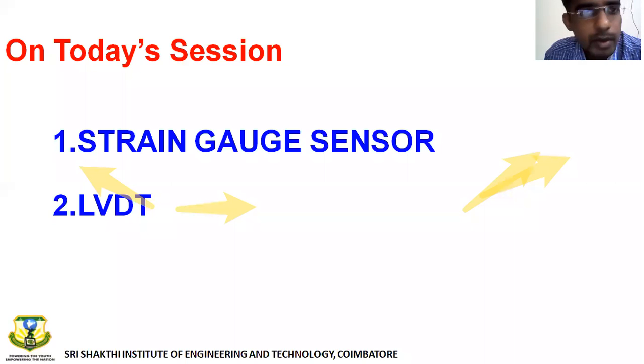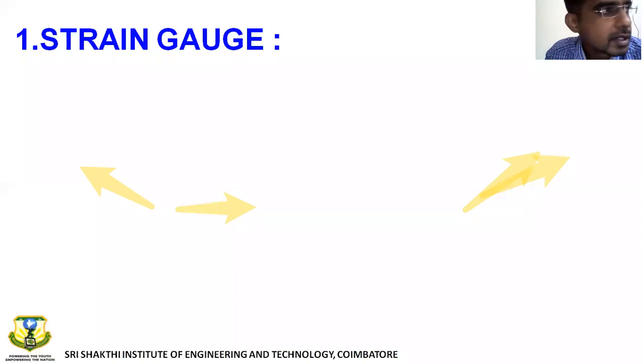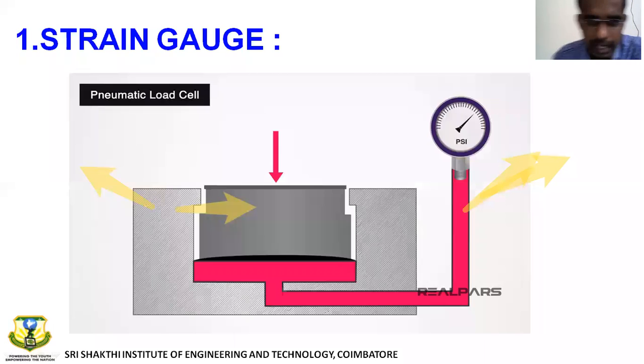So the first one is strain gauge. Before getting into strain gauge, I'll show you another existing mechanical system, so then we will understand why strain gauge is required. This load cell you would have seen. The load cell is used to measure the stress or the pressure or the force being applied. This is a pneumatic load cell.